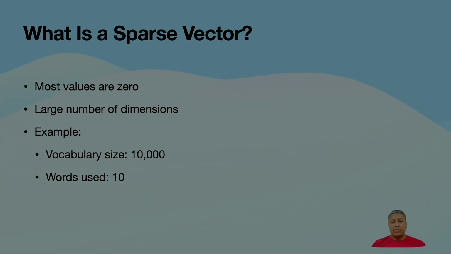A sparse vector is a vector where most values are zero and only a few dimensions have non-zero values. Imagine a vocabulary of 10,000 words. A document might only contain 10 of those words. So, the vector has 10 non-zero values and 9,990 zeros. This representation is simple, efficient for exact matching, and easy to interpret. But it has limitations.